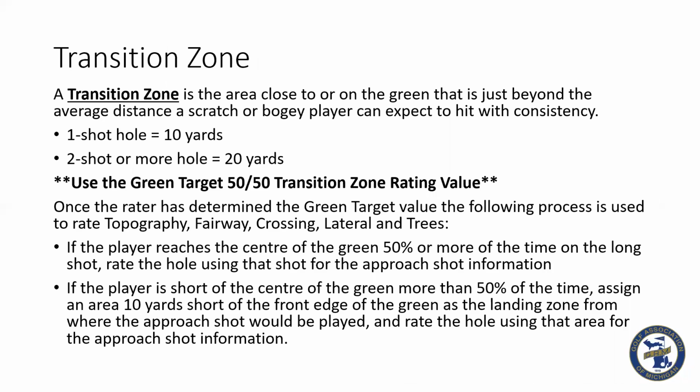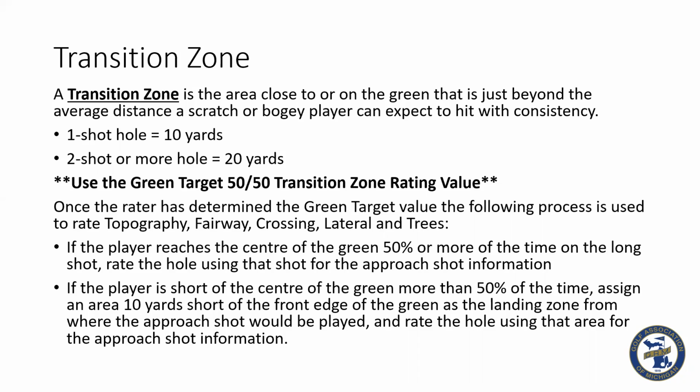All right. This is probably a fairly complicated topic here. So if you get lost on this one, join the crew, because this is one that is a bit tricky and also a little new in terms of how it's being done. So this transition zone is the area close to or on the green that is just beyond the average distance a scratch or bogey player can expect to hit it with consistency.